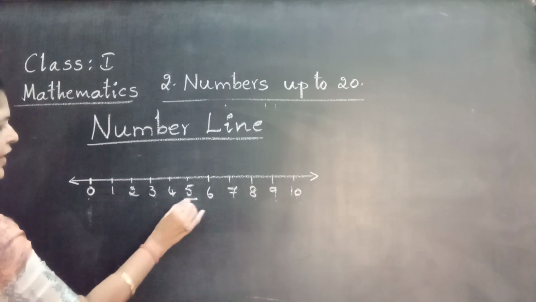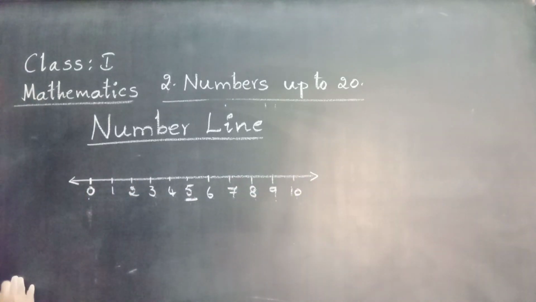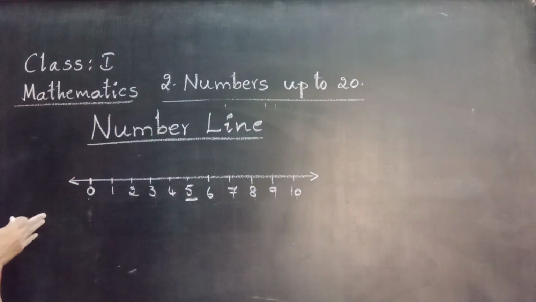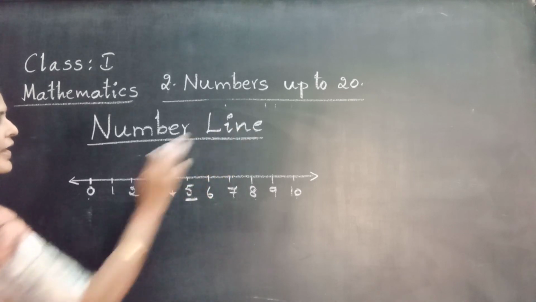Okay? The middle number is 5. More than 5, less than 5. These numbers are greater than 5. These numbers are less than 5. This is number line, L-I-N-E.